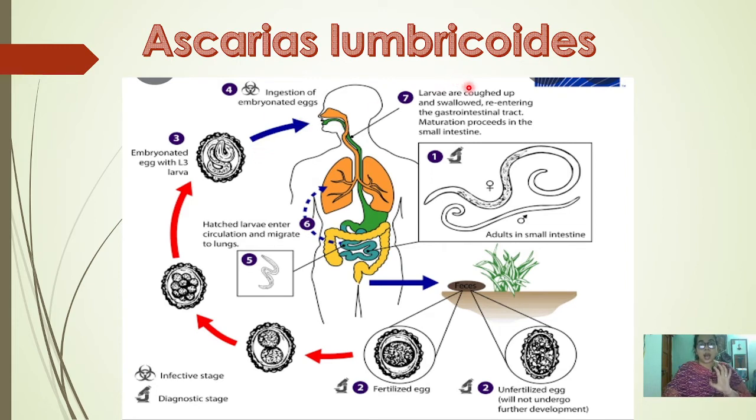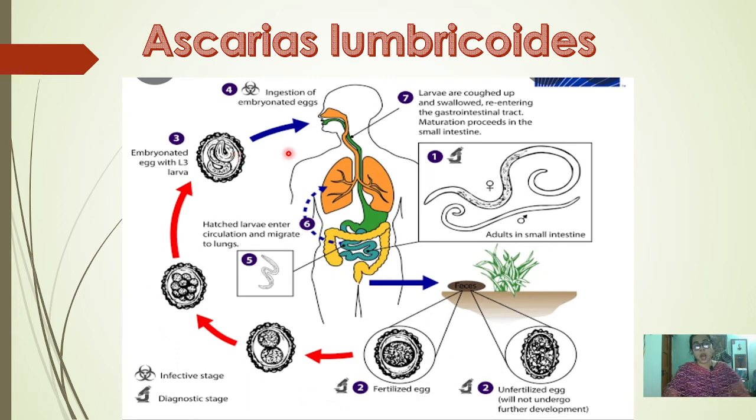Okay. The larvae are coughed up and swallowed and re-enter the gastrointestinal tract. What do you mean by that? They will be re-entering it. They were present in the intestine, they were removed, but now you have swallowed them. They re-enter the gastrointestinal tract, and in this region the maturation takes place. So, maturation proceeds in the small intestine, and again the cycle will continue.